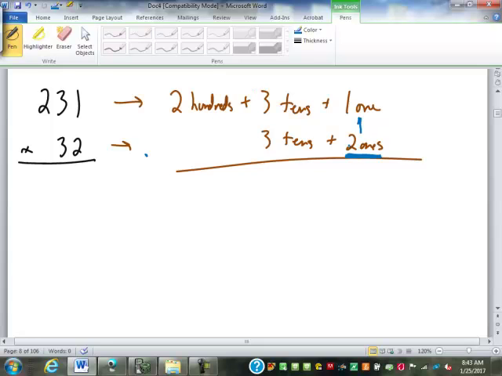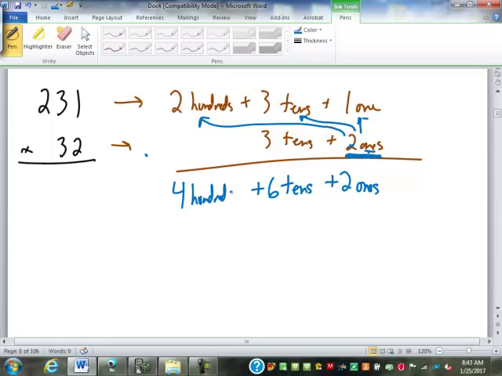So we combine counts. 2 times 1 is 2. We combine names. 1s times 1s is 1s. Move to the next digit. Combine counts. 2 times 3, 6. 1s times 10s, 10s, because anything times 1s is itself, right? Next digit. 2 times 2, 4. 1s times hundreds, hundreds. Now we're done. We've combined that digit with every digit in the top number. We move to the next one.